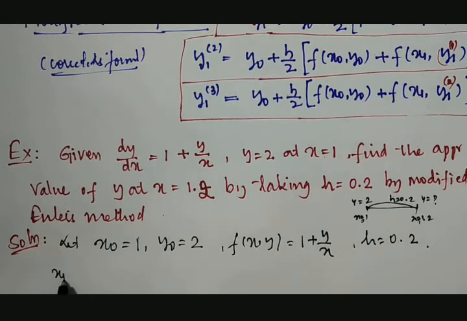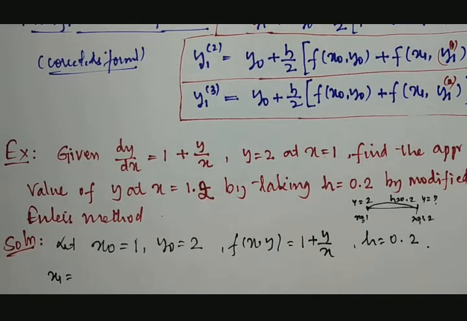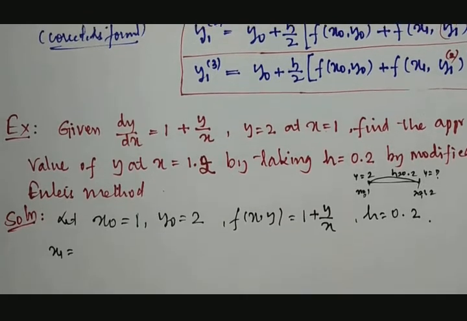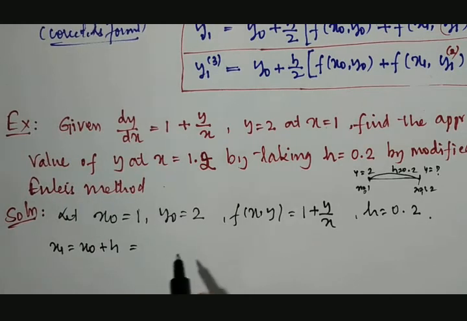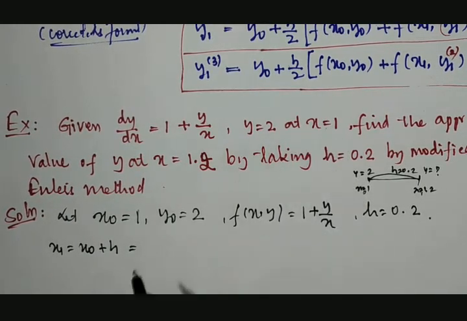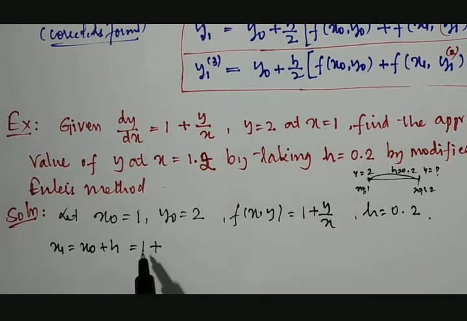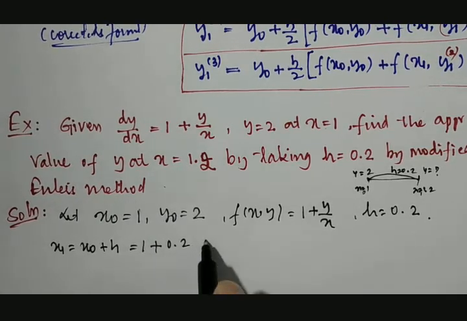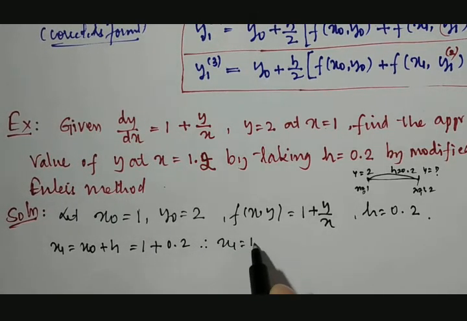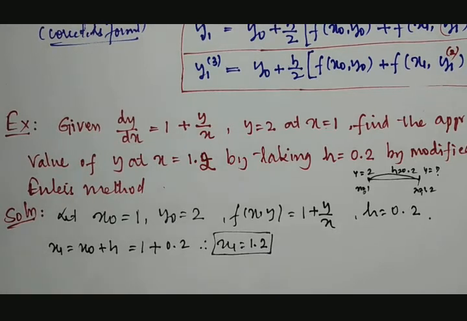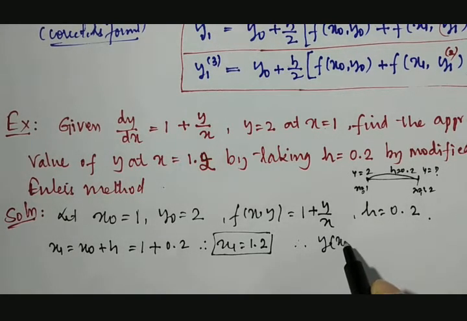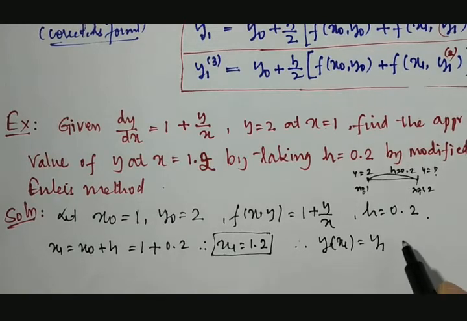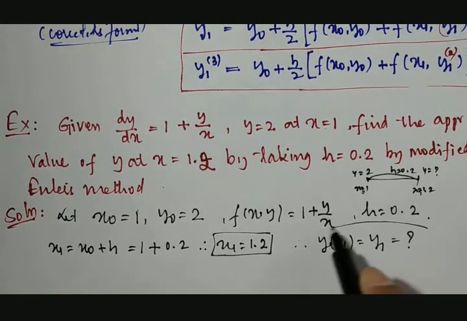Similarly, let us see what is the value of x1, because we need to obtain the value of y1 at the rate of x1. So x1 is equal to x0 plus h. What is x0? x0 is the initial value 1, plus h, which is 0.2. Therefore, x1 is equal to 1.2. Therefore, we need to obtain the value of y of x1, which is y1. That has to be calculated.